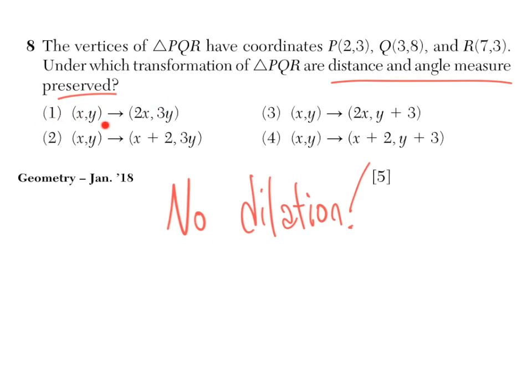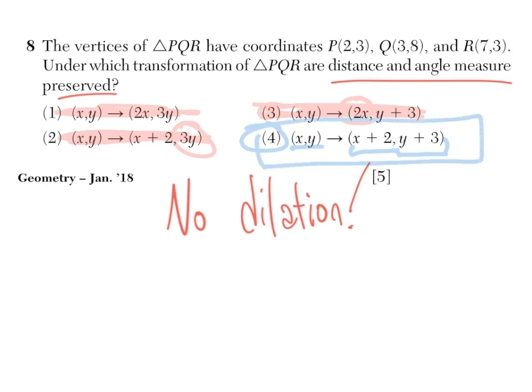When we look at option 1, we see we've got our original coordinate, and we see that the x is multiplied, and the y value is multiplied. We don't want any scalars. This is a dilation, so we can eliminate option number 1. When we take a look at option 2, I can see that the y value is multiplied by 3. That's a dilation, and we don't want that. When we look at option number 3, I can see that the x value is multiplied by 2. Again, that's a dilation. We're not looking for that. However, option number 4, I can see that we've got our original coordinate, and we've got x plus 2, and we've got y plus 3. That's a translation. Translations are good because distance and angle measure are preserved. Option 4 is our answer.